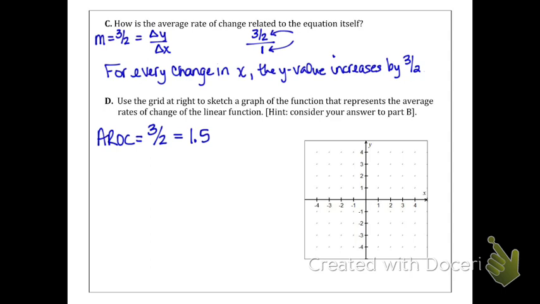in B, we had said that the average rate of change for a linear function is going to be constant. So we know in a constant equation, it's just y equals a number. So it's just going to be y equals our average rate of change. So we'll go to 1.5 here, and we're going to draw our constant line. I can do better than that.